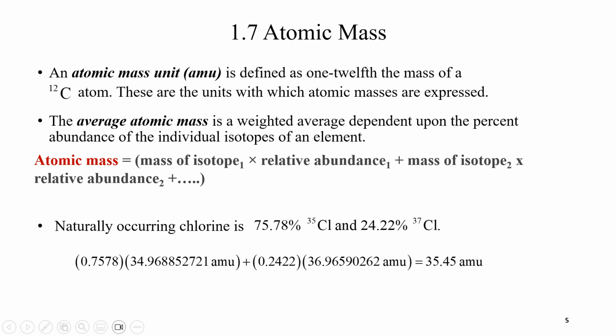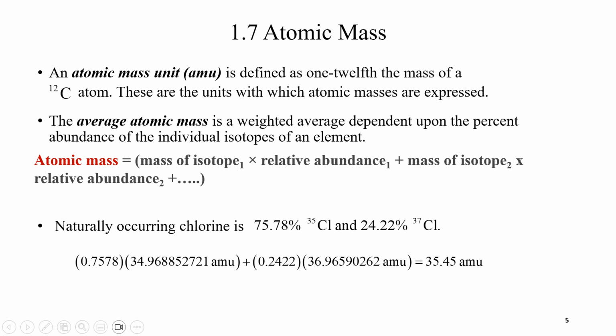The average atomic mass, so how much an atom weighs, is a weighted average which depends upon the percent abundance of each individual isotope of that element. This is the formula that we're going to use to calculate the average atomic mass. We take the mass of the first isotope and multiply it by its relative abundance. Then we add the mass of the second isotope multiplied by its relative abundance, and so on and so forth, depending on how many isotopes I have.